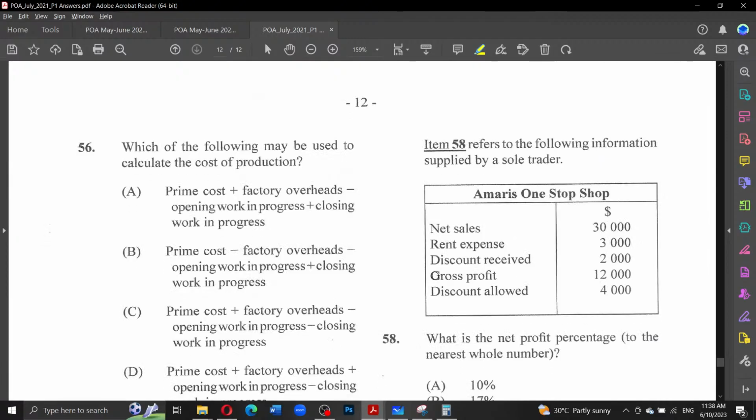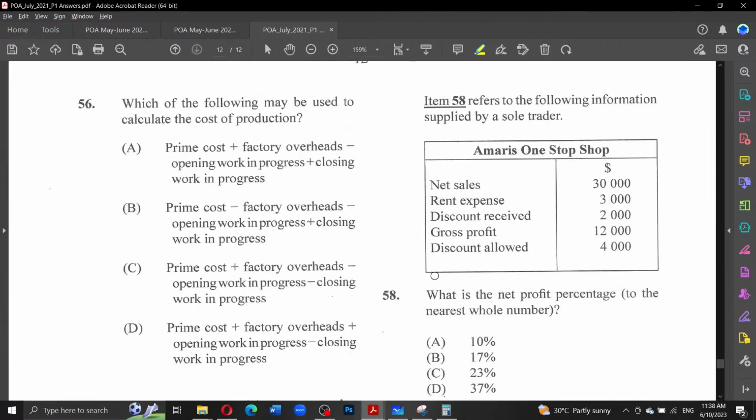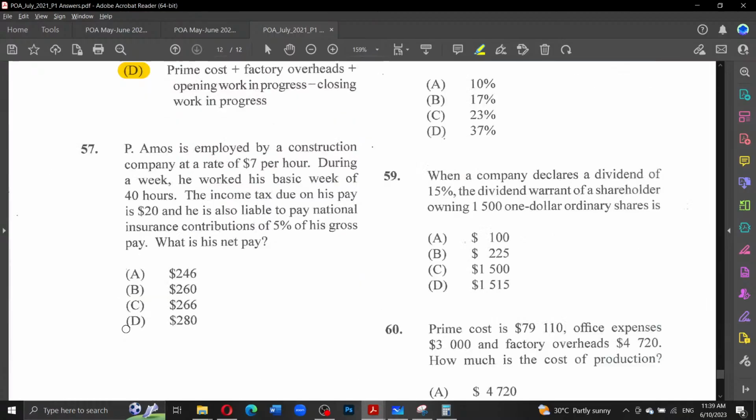Which of the following may be used to calculate the cost of production? So cost of production, basically, is prime cost plus factory overheads. So this here is wrong. You have minus factory overheads. So ACD. Alright, for opening WIP, you have to add opening WIP. So this is wrong. This is wrong. You add opening WIP and you less closing WIP. So the answer is D.